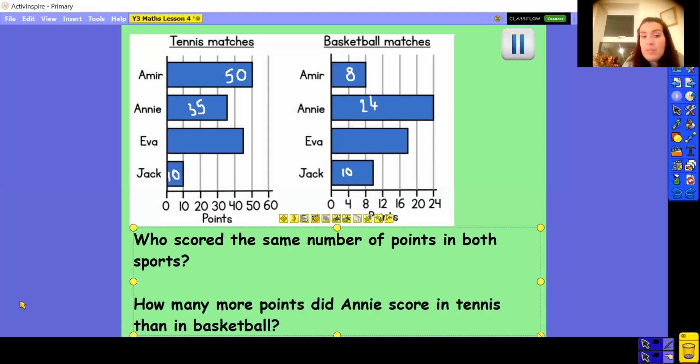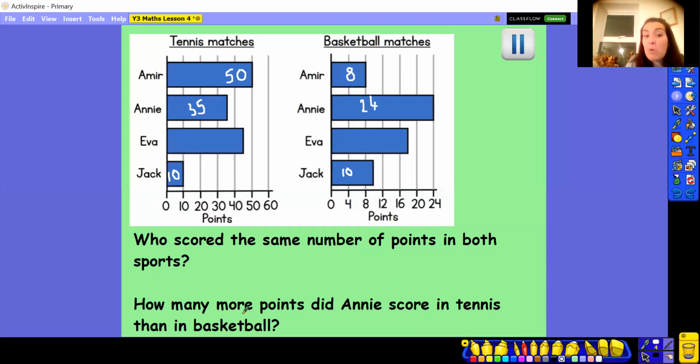And then a final question was, how many more points did Annie score in tennis than in basketball? Again, that how many more, trying to find the difference. Well, for Annie in basketball, she scored 35 points. And in tennis, she scored 24. So we need to find out the difference between our 35 and our 24. We're going to subtract them or count up to find the difference.